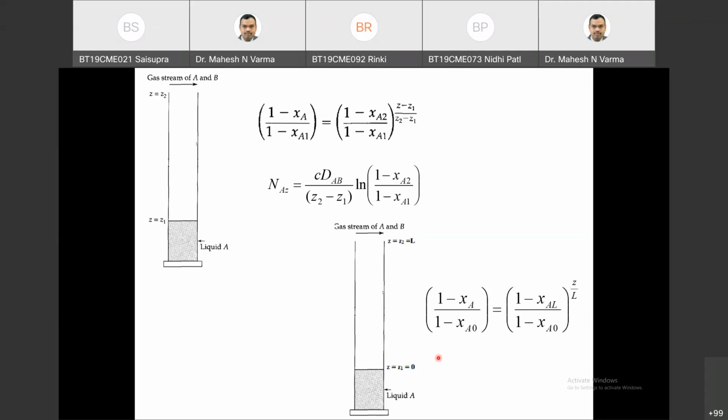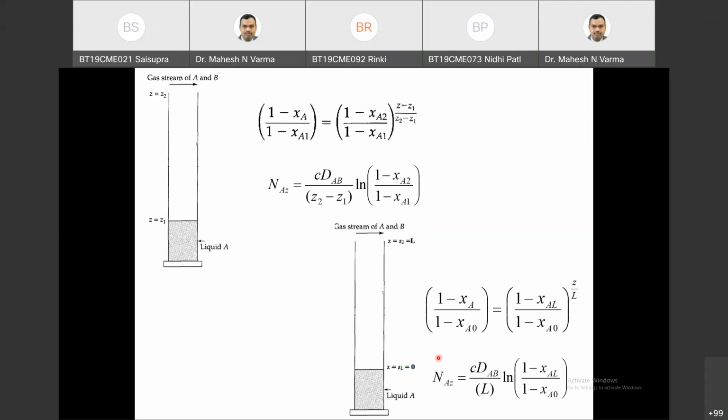What is the big deal in this? What will be the flux profile? NA equals CAD by L into ln of (1 minus XA2) over (1 minus XA0). If not XA2, it will be XAL. So we are just changing the nomenclature.